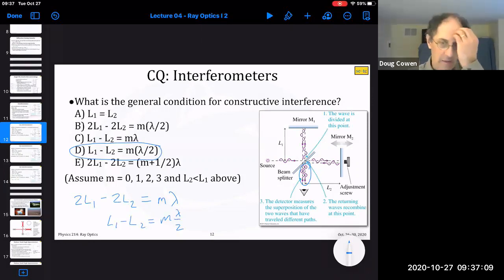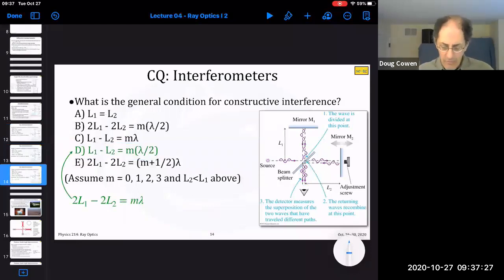The light is traveling basically twice that distance L1 and twice that distance L2. And that factor of 2, as you can see, ends up being what causes this to look like you're asking for an integer number of half wavelengths.